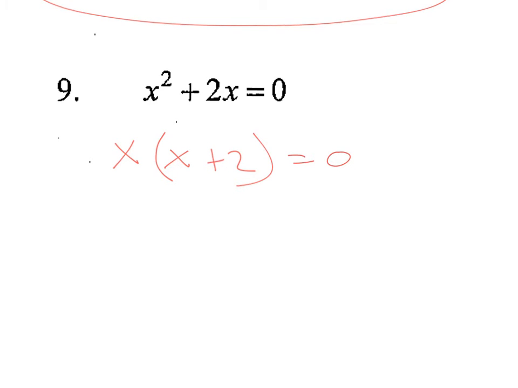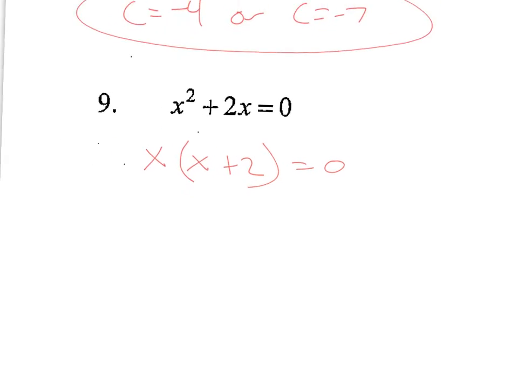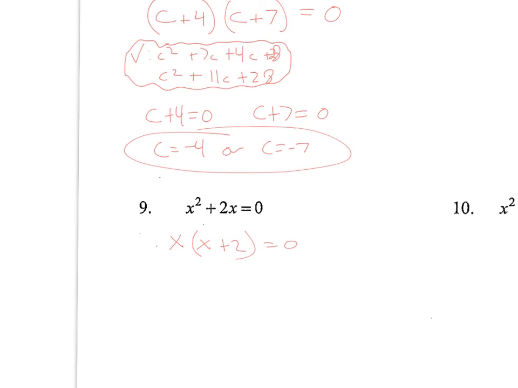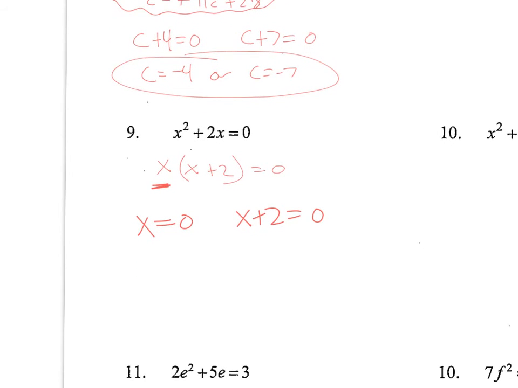Alright, and now what you have to notice with this is just because it was GCF factoring, we can still split it up the same way we split the top one up. My two factors are x, so I go x equals 0, and then x plus 2 equals 0. Well, x equals 0 is already done. That's just the answer, x equals 0.